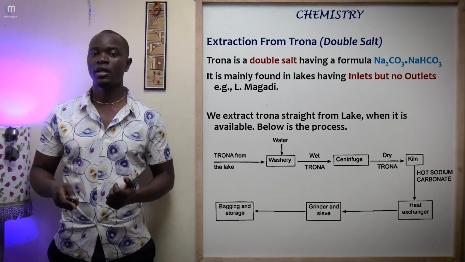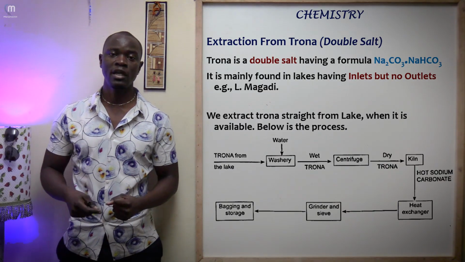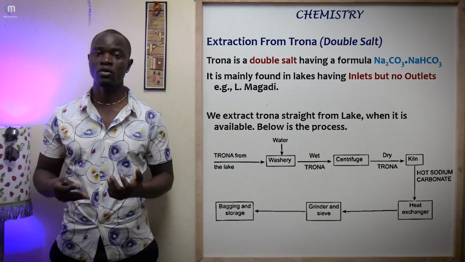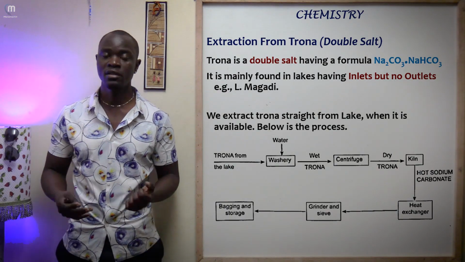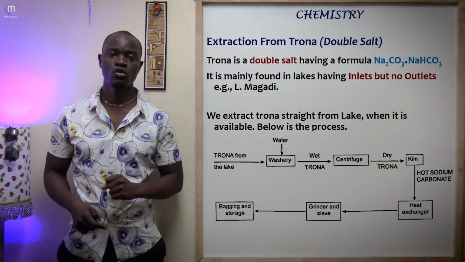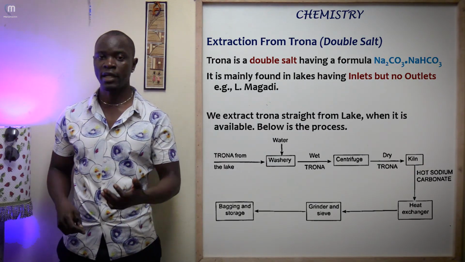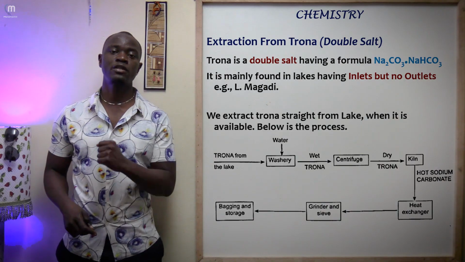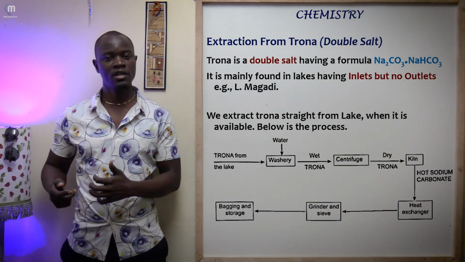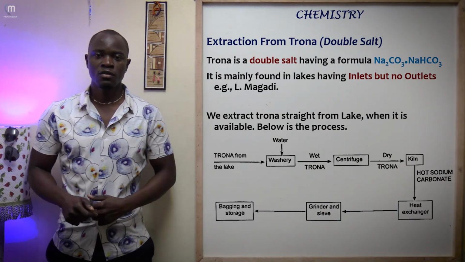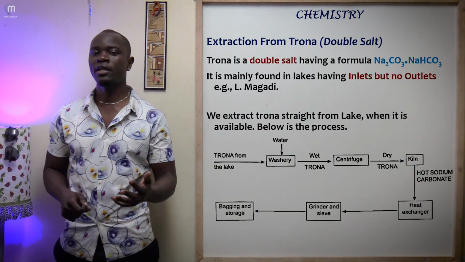So therefore, Trona is mainly obtained in salty lakes or salty oceans. That is where we obtain this Trona. An example of such a water body is Lake Magadi. For Lake Magadi, that is where we can easily obtain Trona. So for Trona, if you know Magadi, then you are good to go.